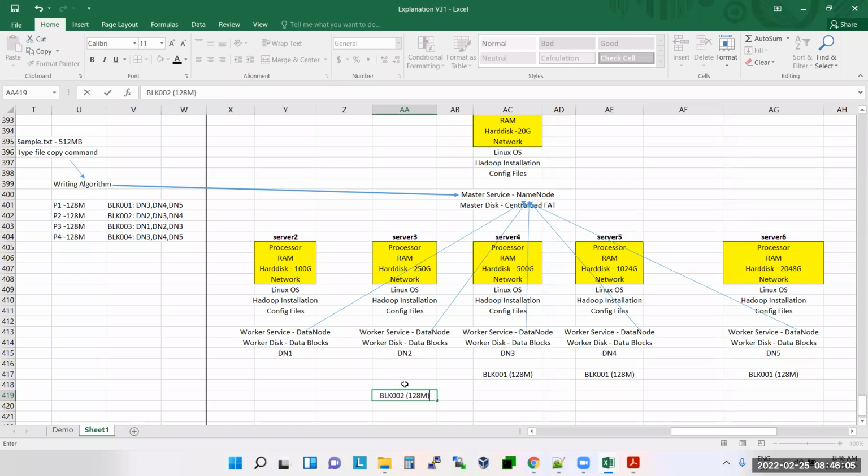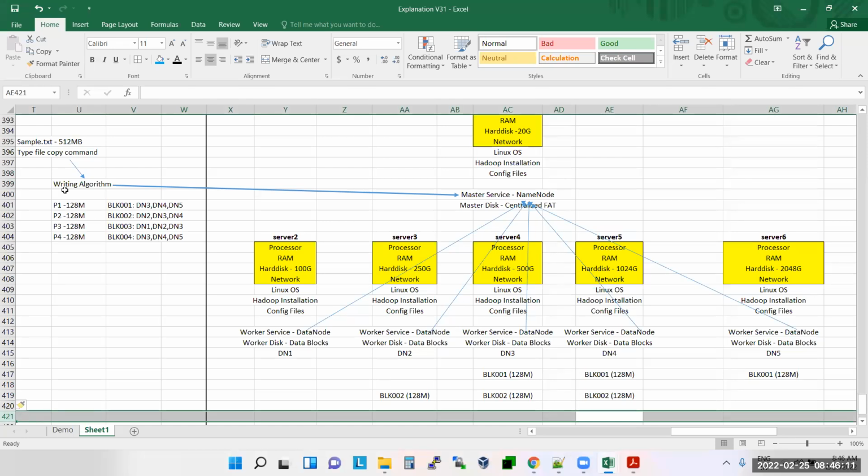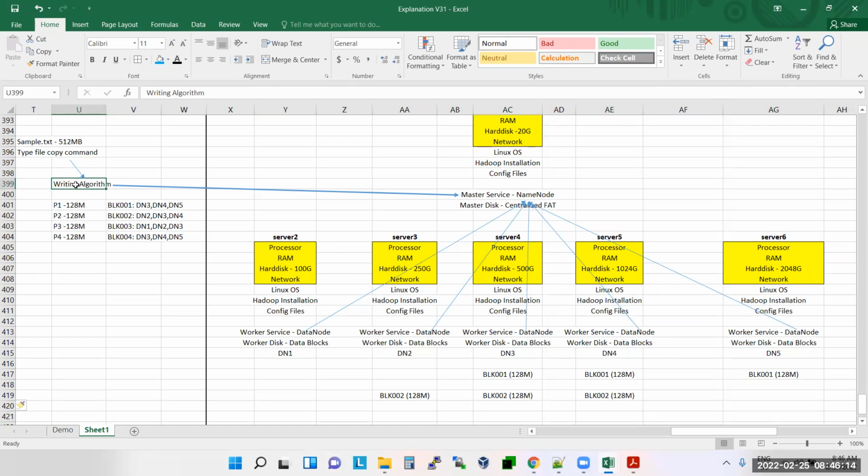So Venkat, BLK001 will be written by the writing algorithm in 3 nodes simultaneously, at the same time. So the writing algorithm will give data, as the data node service is running, right? So parallelly. When data node 3 is writing block 1, is there a requirement for data node 4 to wait? No, all 3 can run parallelly. So the writing algorithm will give this piece of data to all 3 data nodes parallelly.